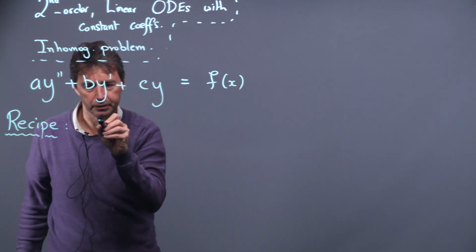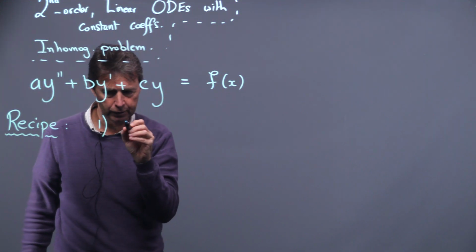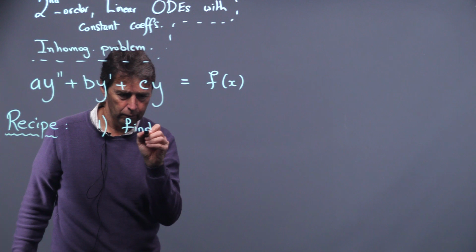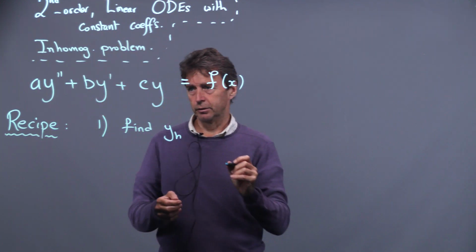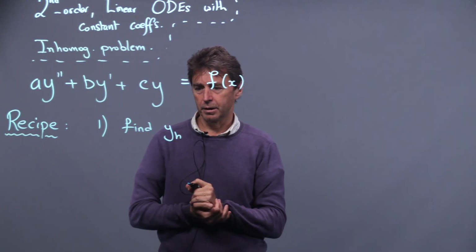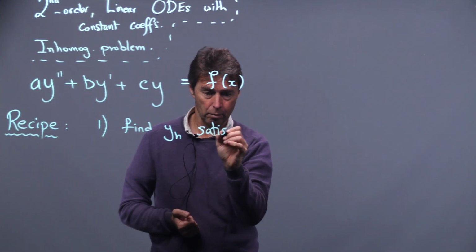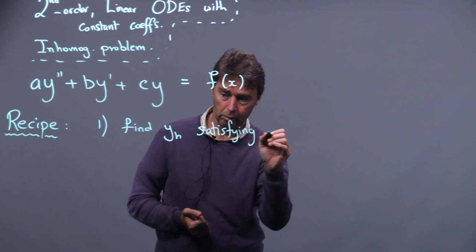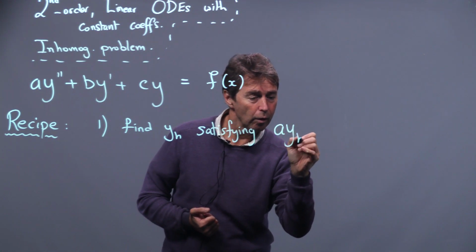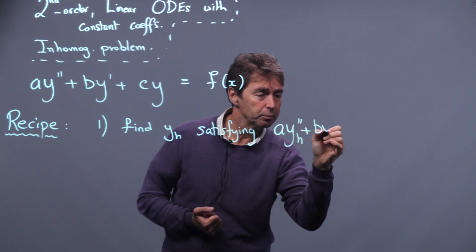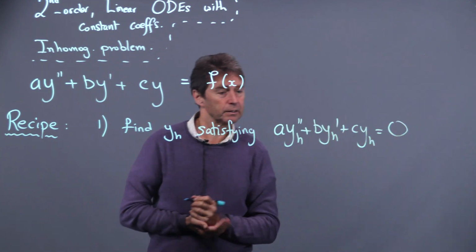So here are the steps. I've got this particular problem. You find a solution to the problem without the right-hand side. That's the homogeneous problem. So I have a yh double prime plus b yh prime plus c yh is 0. So that's the first thing I solve.